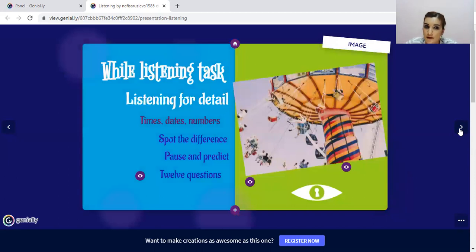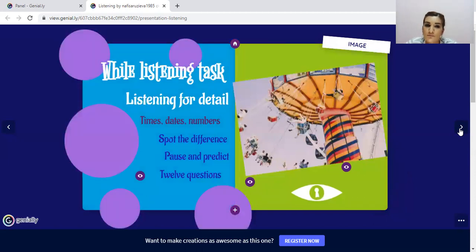Next, while-listening tasks. In this case, students will work on searching for some details, maybe times, dates, or numbers, or maybe they will spot the difference, or maybe the teacher could pause the listening task, and students will predict the end of it. And of course, the last one is answering questions. So students should understand what they are listening to and answer questions like what, why, how, when, etc.